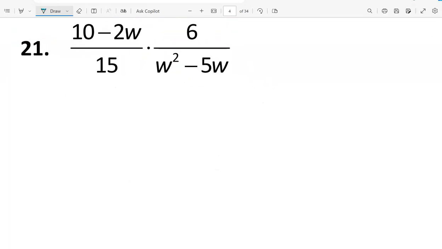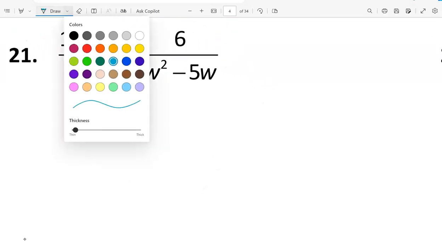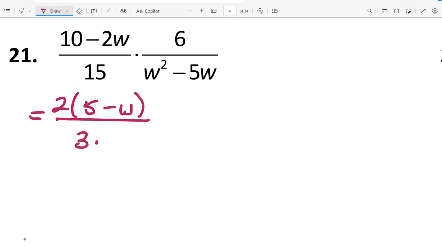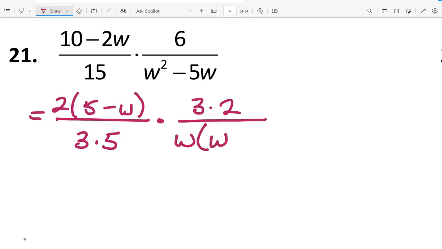In 21, we have a multiplication, no flipping necessary. So I'm going to factor the numerator. We can factor a 2. That leaves us with 5 minus w. And then that 15, we may need to factor into 3 times 5. And then the numerator of the next fraction, we can factor into 3 times 2. And then the denominator can be factored into w times w minus 5.